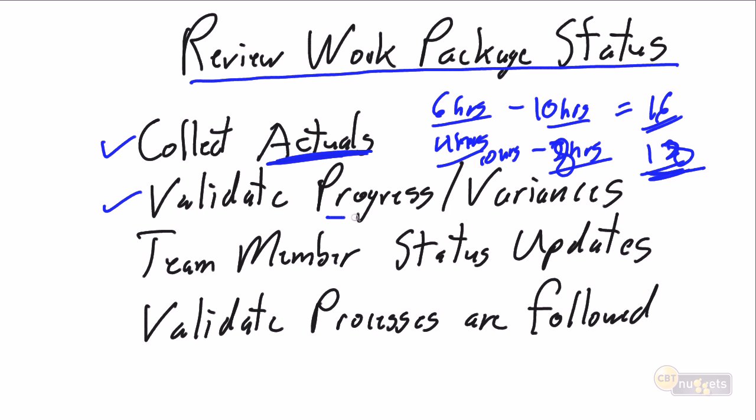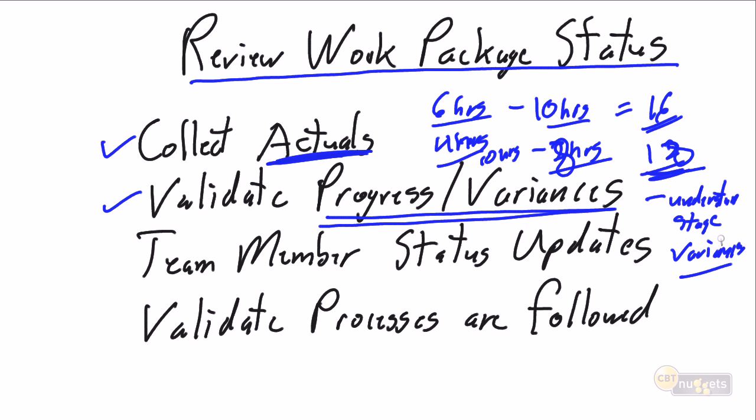We're going to validate the progress and we're going to validate the variances. And we're going to do this on a team member by team member status. And then we're going to be able to take all of the results in our project scheduling tool, our project scheduling software, and we're going to be able to understand the stage variances.